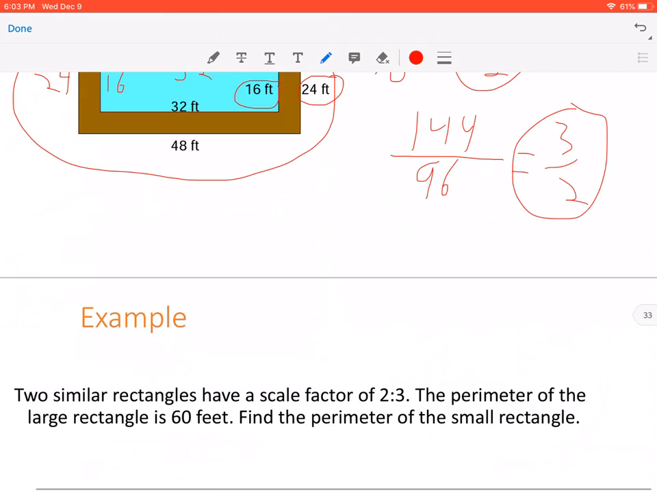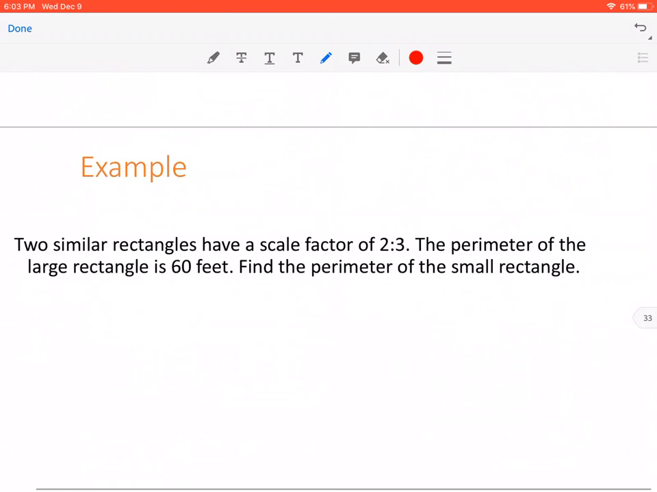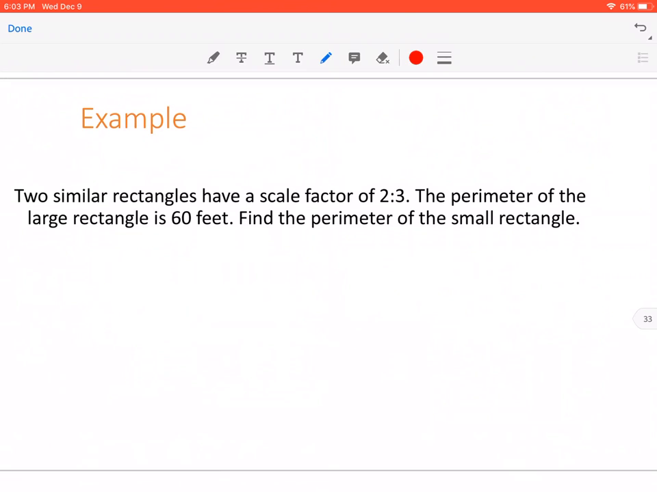All right. Now, when do you use it? Problems like this. This is what you'll see for homework. This is what you'll see on the quiz. Two similar rectangles have a scale factor of 2 to 3. So you got two rectangles, got a scale factor of 2 to 3. The smaller one must be the 2 because it's smaller, and the larger rectangle must have the 3 because it's more.